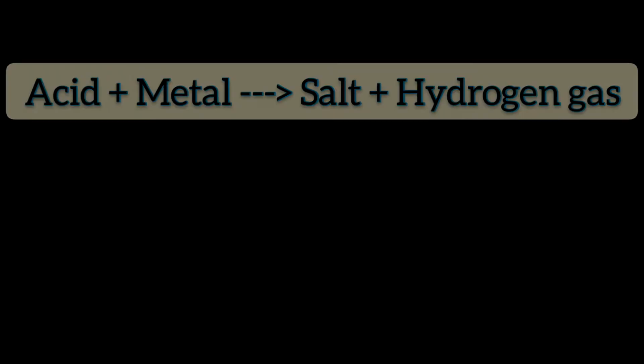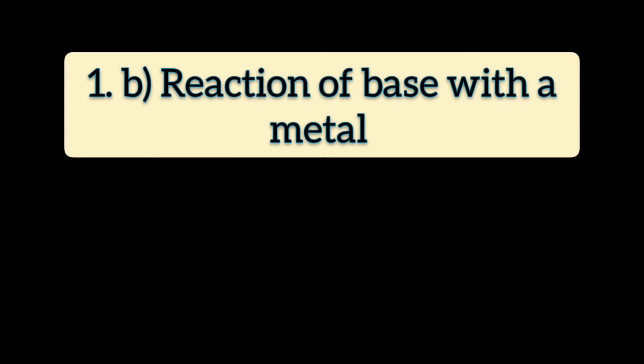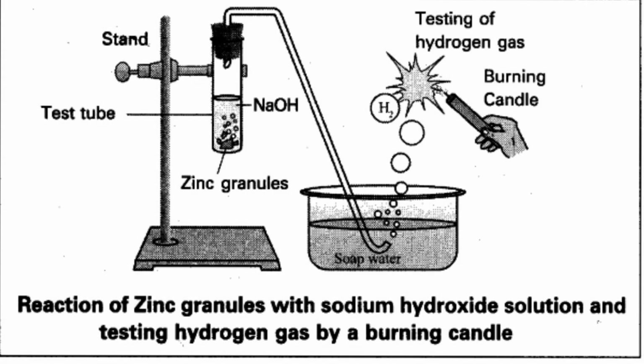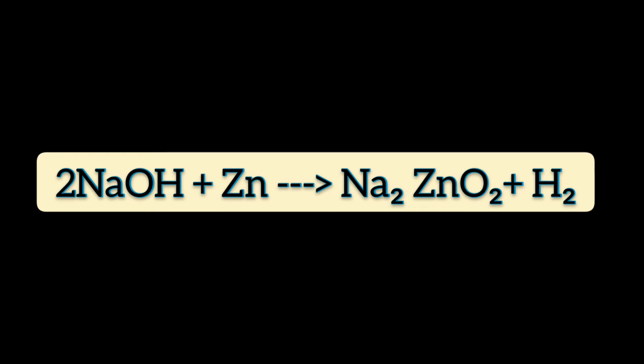Let's check what happens when a base reacts with metal. For this, a few pieces of zinc granules are taken in a test tube and 2 ml of sodium hydroxide, which is a base, is added, and this mixture is heated. As the air bubbles begin to evolve, they are also passed through the soap solution like the previous experiment and tested by bringing burning candle near to the bubbles. This gas burns with a popping sound, means hydrogen gas is evolved here also. But such reaction don't take place with all metals in case of bases.